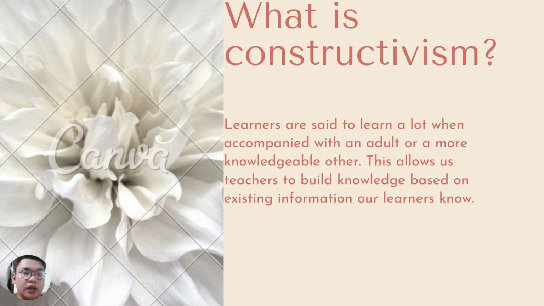Learners are said to learn a lot when accompanied by an adult or a more knowledgeable other. And this allows the teachers to build knowledge on the learners based on their existing knowledge, information that they have. So, for instance, they already know how to speak. You're just going to tell them how to speak properly, right? So, as teachers, our role is to be that more knowledgeable other. And then we are going to assist our learners in building up this wealth of knowledge that they have in their brain.